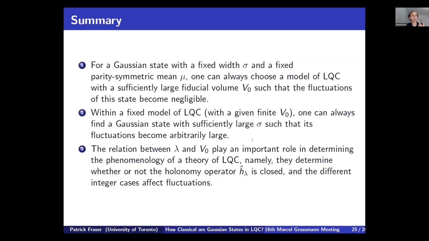And so there's a lot of data encoded in the width of a Gaussian state with respect to a particular model. The last conclusion here is that there's a highly non-trivial relation between the holonomy length lambda and the fiducial volume one introduces for regularization. This relation plays an important role in determining the phenomenology of quantum cosmology, namely, this ratio determines whether or not the holonomy operator is closed on the relevant lattice where the states have been defined. Additionally, whether this ratio is an integer or a non-integer determines a lot about how the various fluctuations behave for the canonical observables.